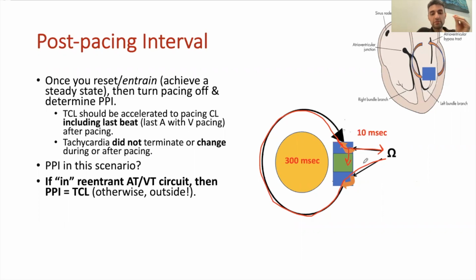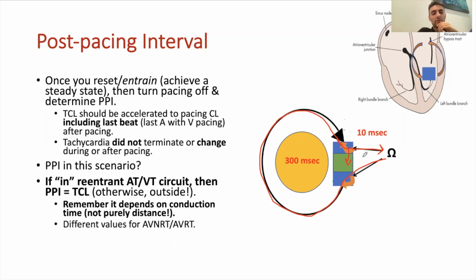If you are truly in the circuit, your PPI should equal the tachycardia cycle length. Otherwise, you're a little bit outside. This is for intra-atrial tachycardias. Remember, it also depends on the conduction time, meaning if you are close to the circuit, but the conduction is super slow, you might get a long PPI. It doesn't mean that you are very far from the circuit. It might mean that the conduction time is slow as well. So this might confuse the picture a little bit because it's not purely distance.